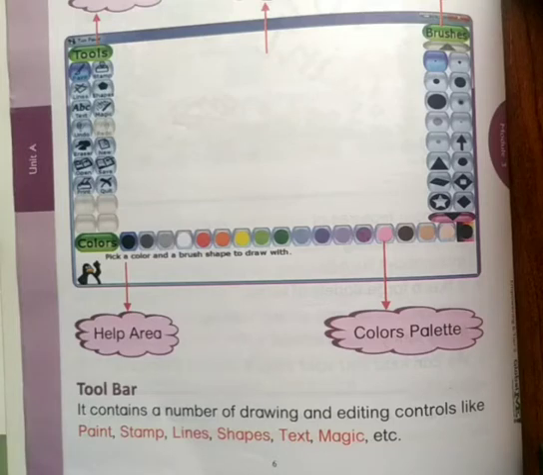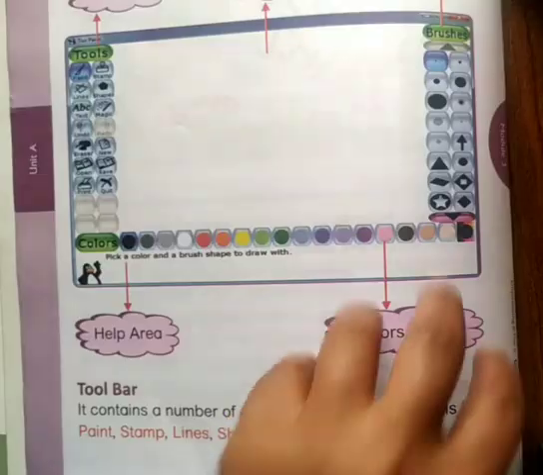First is the toolbar. The toolbar contains a number of drawing and editing controls. For example, in that window you can see paint, stamp, lines, shapes, text, magic, and all of these are the tools, and you can edit the drawing areas. Have you got now what is meant by toolbar? It contains a number of drawing and editing controls like paint, stamp, lines, shape, text, magic, etc.